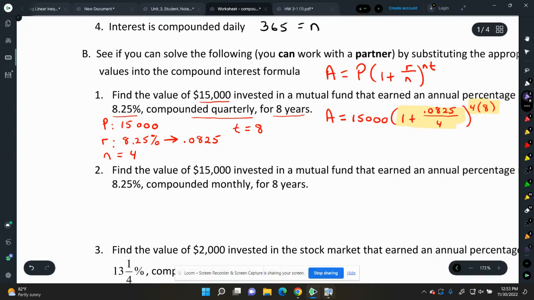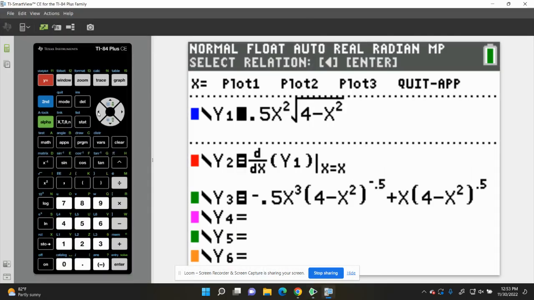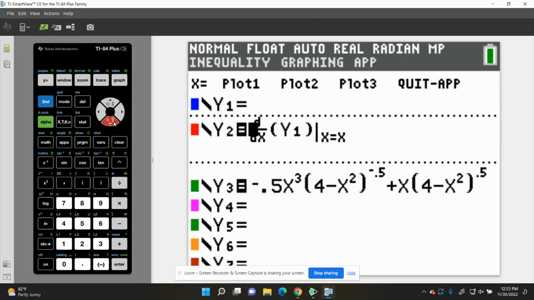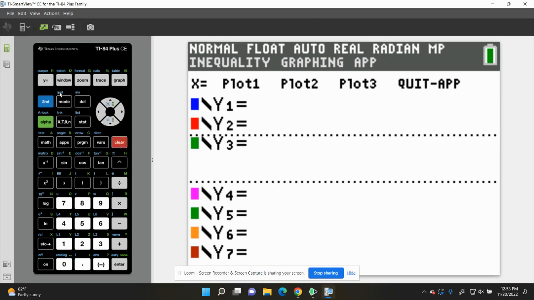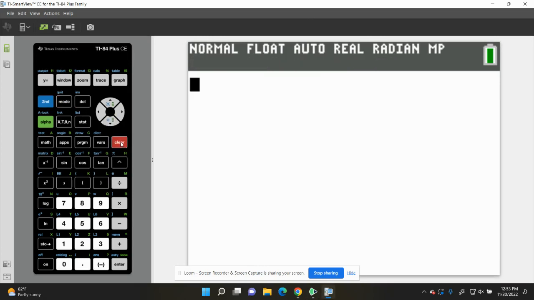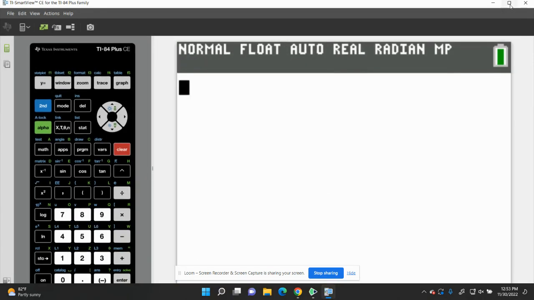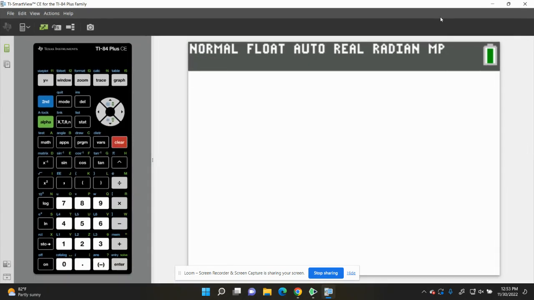Okay, so I'm going to put this in my calculator, and I'm going to work through actually putting these in, because sometimes it gets a little tricky with the parentheses.